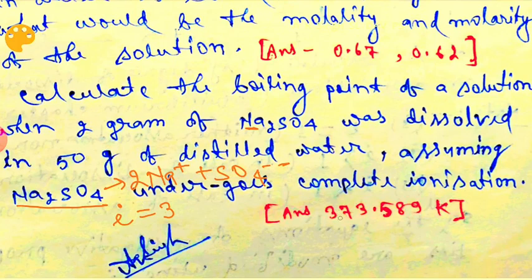Or you can calculate in degree Celsius also. You have to subtract 273. That will be equal to 100.589 degree Celsius. You can calculate in degree Celsius or Kelvin, no problem. And you have to solve it, and then you send me on WhatsApp to check it.